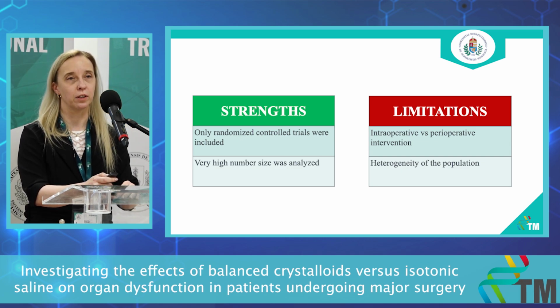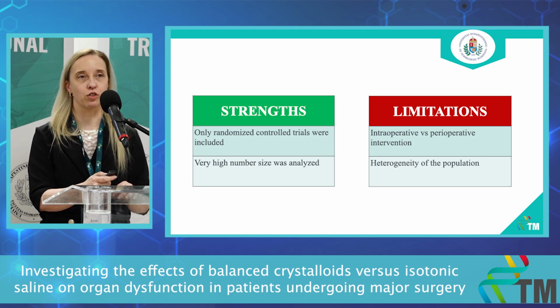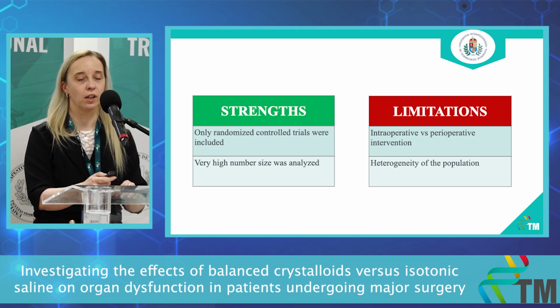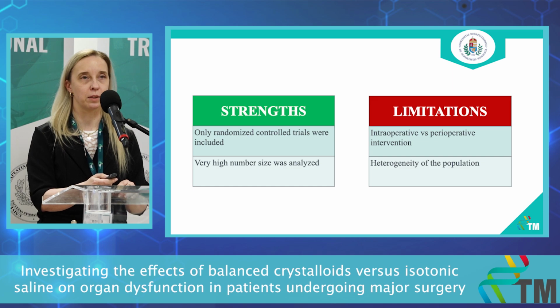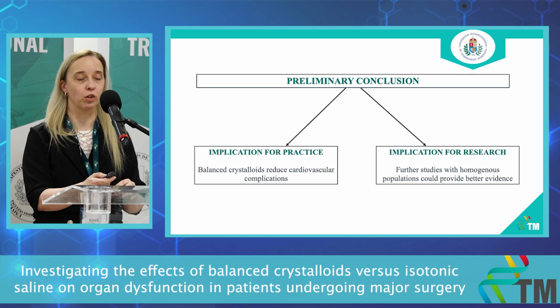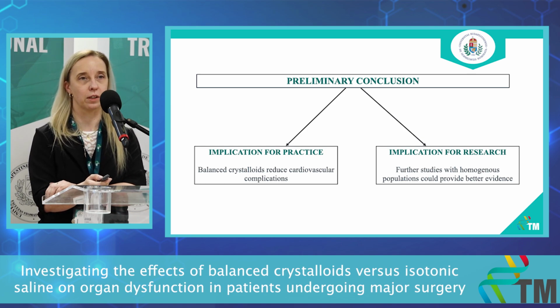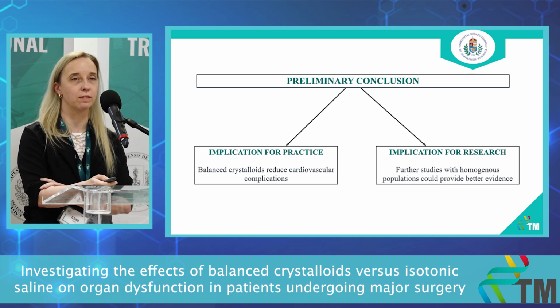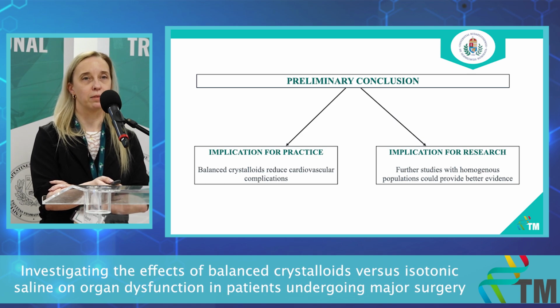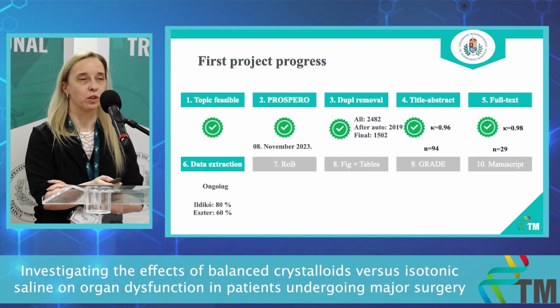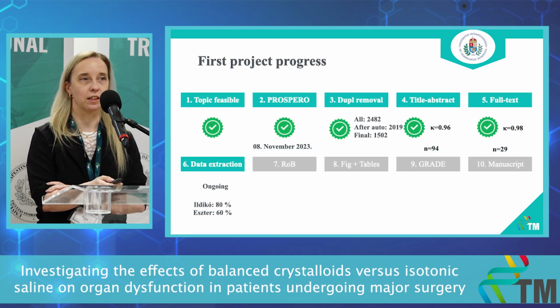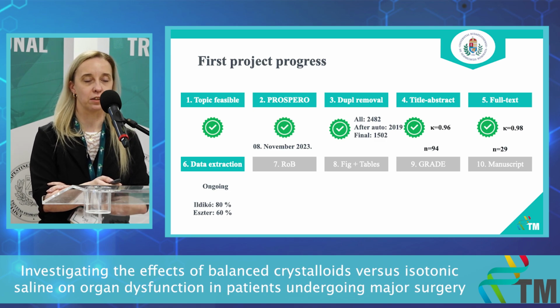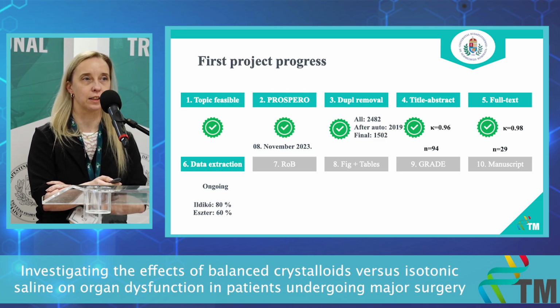Our strength was that we could use only randomized control trials and a very high number of analyzed patients, but we also have limitations, which means the heterogeneity of the population and different study types in the analysis. Our preliminary conclusion for practice is that balanced crystalloids can reduce the cardiovascular complications, and our implication for research is that further studies with a homogeneous population could provide better evidence. Our project progresses in the data extraction phase because there are so many secondary outcomes which are under analysis.